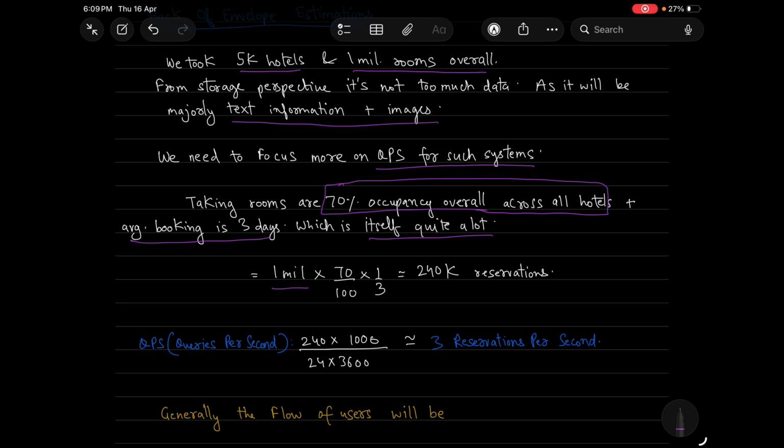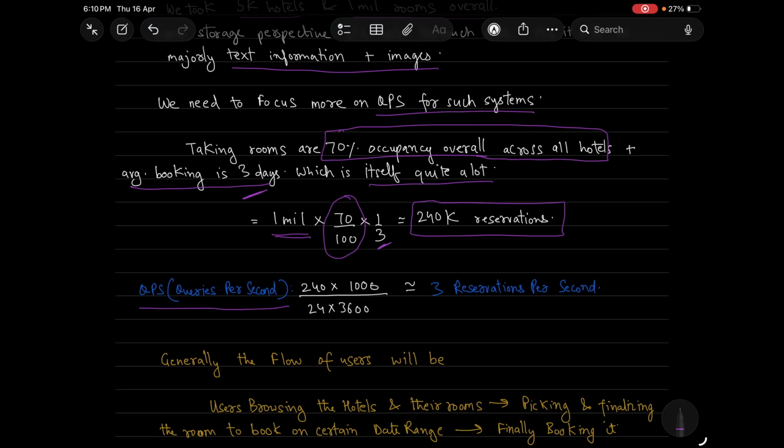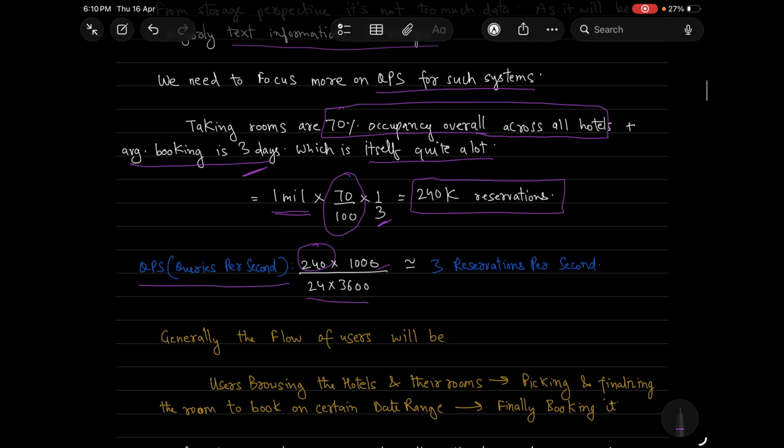So we have 1 million rooms, then we have 70% occupancy. And as the average booking is of 3 days, so we do 1 by 3, because one time a query would come and it would make the room booking for an average of 3 days. So it becomes 1 by 3. So this comes out to around 240K reservations. What would be the QPS or queries per second? This would be 240 times 1000 divided by 24 into 3600 at a per second granular level, which comes out to be 3 reservations per second.